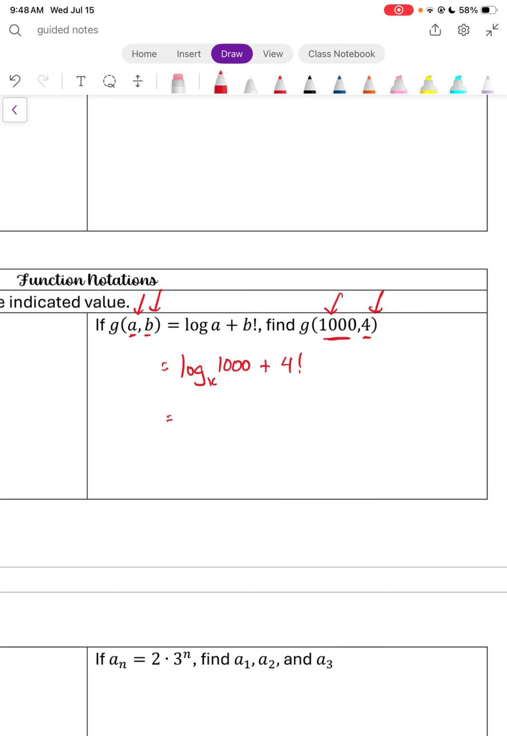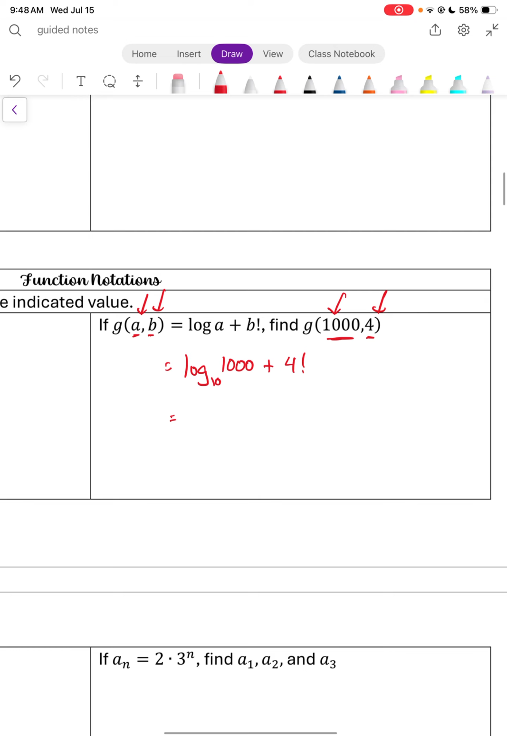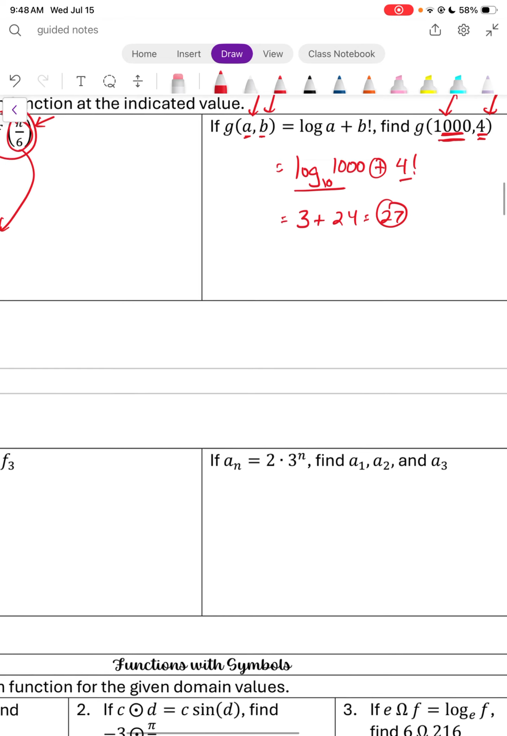Log of 1,000, reminder, there's a base 10 there. It's called a common log. 10 to what power is 1,000? It's going to be 3. Plus, we always do everything on each side of the plus sign first. 4 factorial simply means 4 times 3 times 2 times 1, which is 24. Final answer, 27. So when I plug in a 1,000 and a 4, I get a 27.